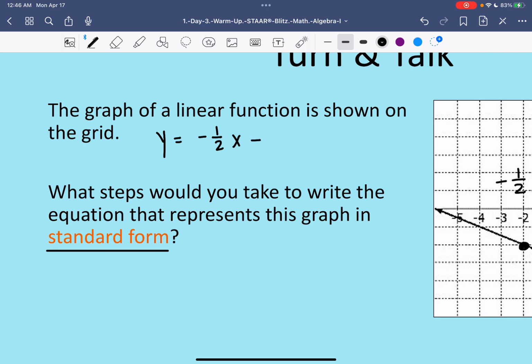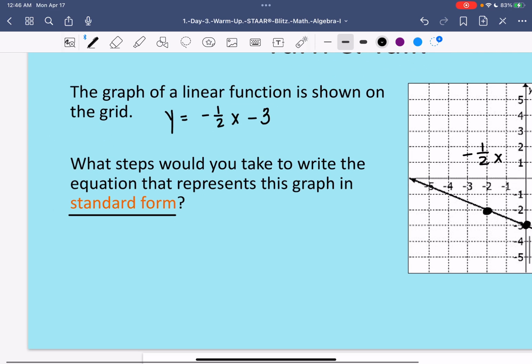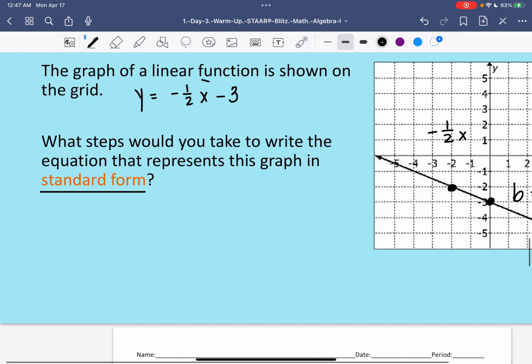All right, so again, our y equals -1/2x minus 3. So we want to change it to standard form. You must move x to the other side. So when I move it, it changes its sign. So now it's 1/2x plus y equals -3.